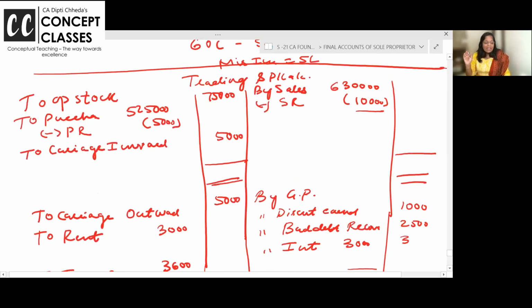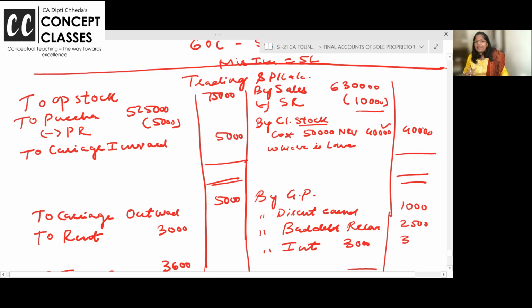Cost is 50, NRV is 40. Cost or NRV, whichever is lower. Trading account credit side, closing stock. Inner column, cost. कितना है cost? 50,000. NRV or market value 40,000, whichever is lower. So we will take 40,000.